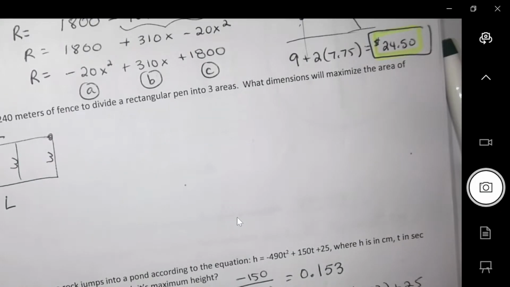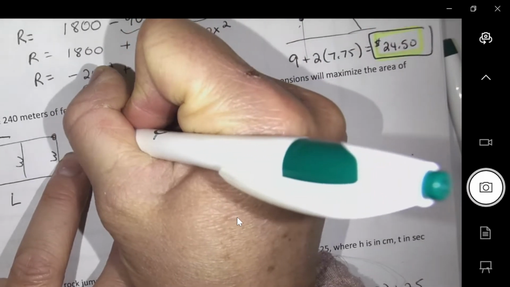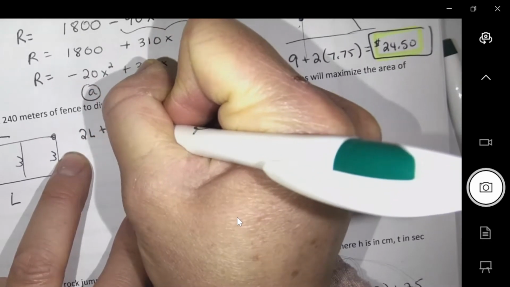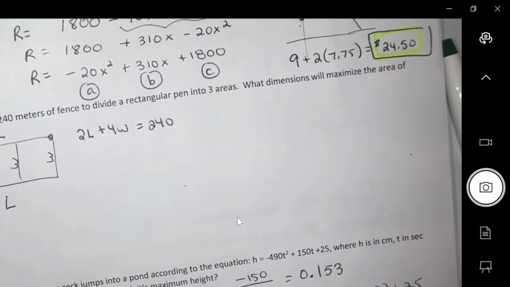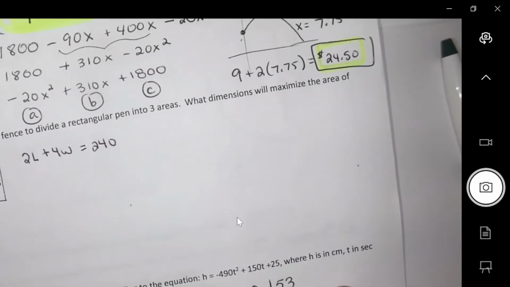All of the fence is 240. So I'm going to take that and write it in math. All of those sides of fence make 240. So if I have 2L plus 4W, does that make sense to you? All of the fence added together. That's what I would do. So that's what we know.